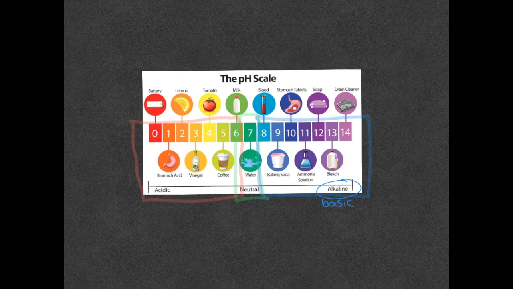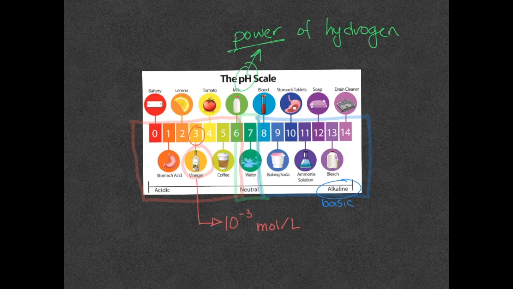pH actually stands for the power of hydrogen. So it's the concentration of hydrogen inside of the solution that determines how acidic or how basic it is. If you think back to math, power actually means exponents. So if you take a look at vinegar, vinegar has a pH of 3. That means it has 10 to the power of -3 moles per liter of hydrogen. This means it has 0.001 moles per liter of hydrogen.